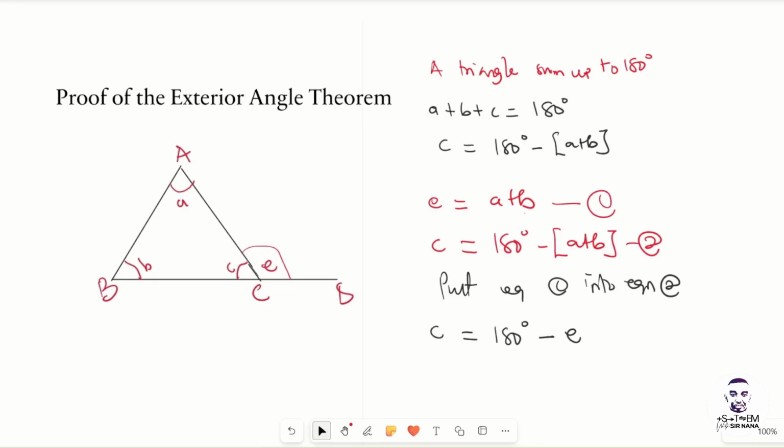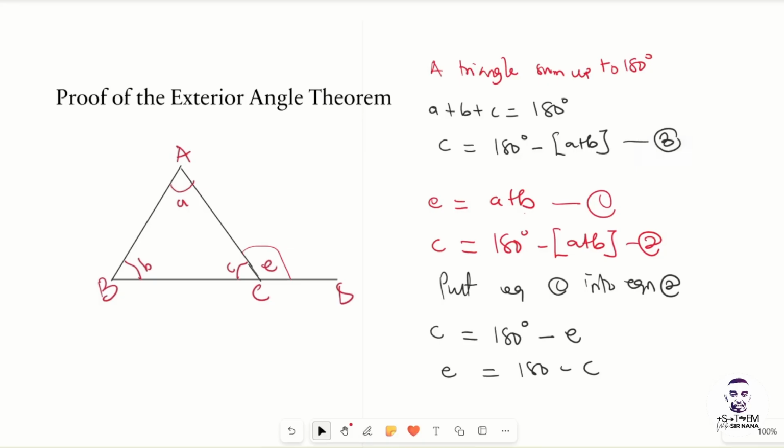Now here, let's make E the subject because we want to find E in terms of A and B. So we see that our E should be equal to, when we move E to the other side, it becomes positive, so 180 minus C, right? So we know that C is what we have here. Let's call the equation here equation 3, right?